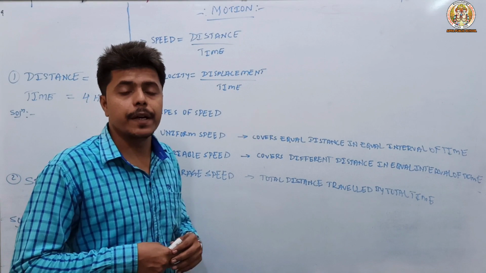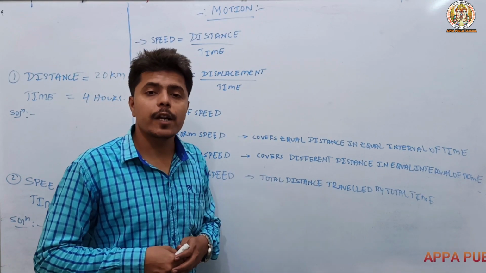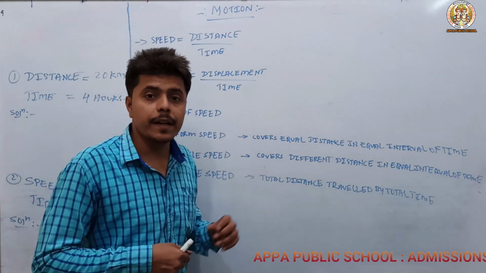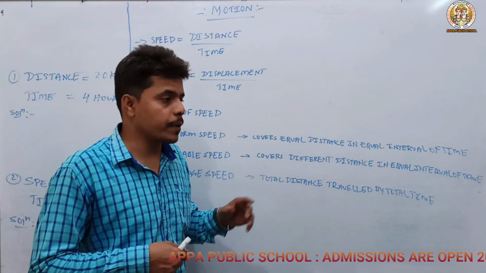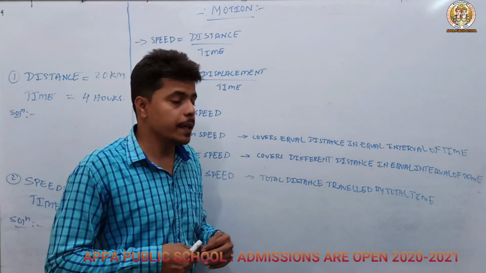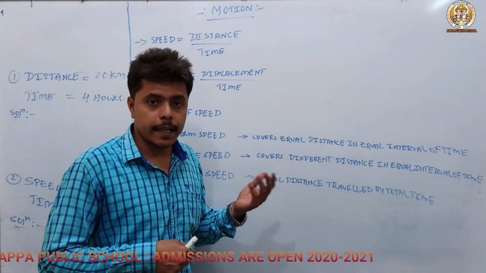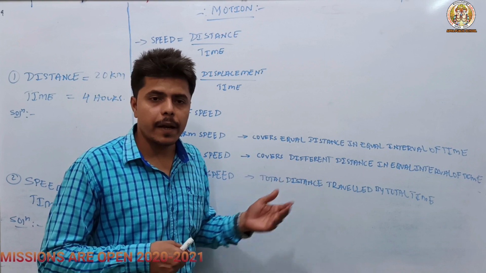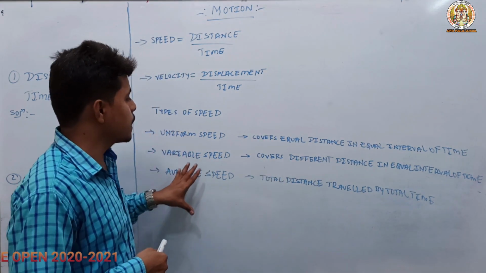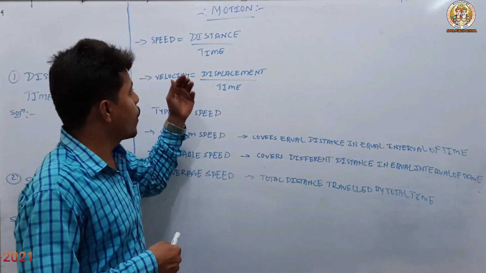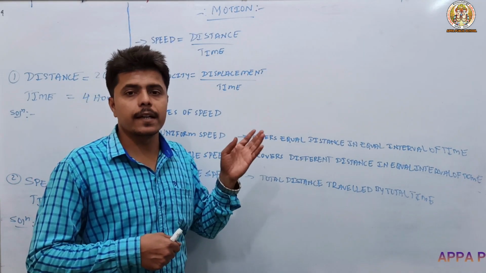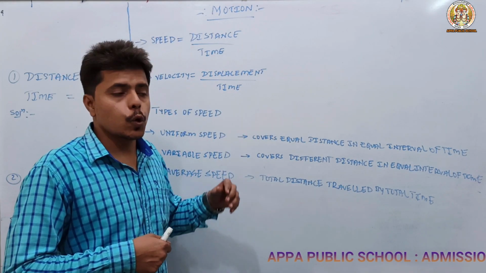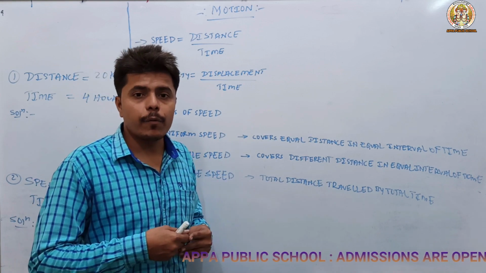Next is average speed: total distance traveled by total time taken. These are the types of speed: uniform speed covers equal distance in equal interval of time, variable speed covers different distance in equal interval of time, and average speed is total distance traveled by total time taken. We also came to know the definition of speed, distance by time taken, and velocity, displacement by time taken.